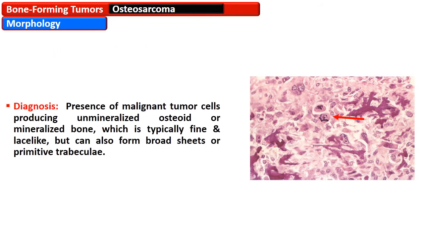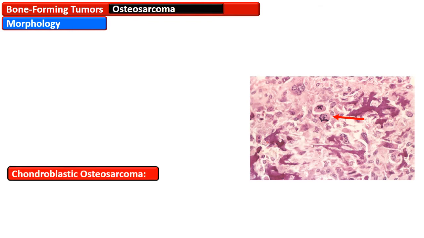The diagnosis is made by the presence of malignant cells producing osteoid or mineralized bone. This is fine and lace-like, as is seen in this picture, but can also produce sheets or primitive trabeculae. When these neoplastic cells produce cartilage, the tumor is termed chondroblastic sarcoma. On immunohistochemistry, the tumor cells are positive for alkaline phosphatase, osteocalcin, and osteonectin.